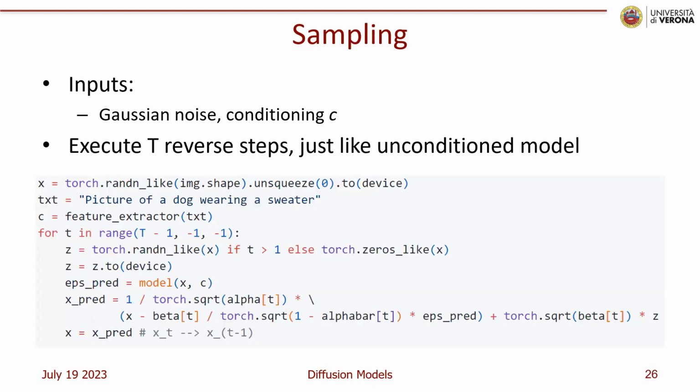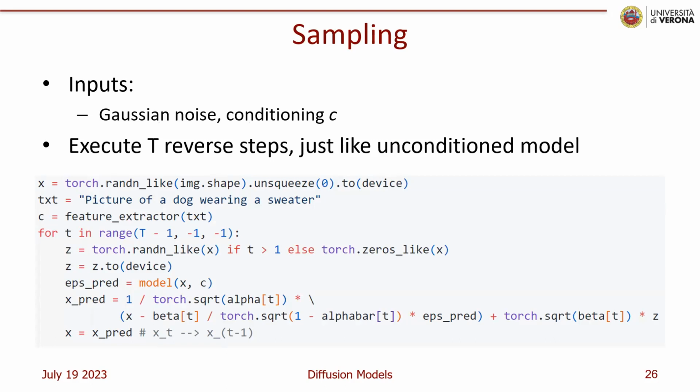And the sampling step, again, stays the same, with the only difference that now we can guide or condition our model to generate what we want. So this is, if you recall, the same as before. We have random Gaussian noise X. The difference is now we define what we want. I want a picture of a dog wearing a sweater.